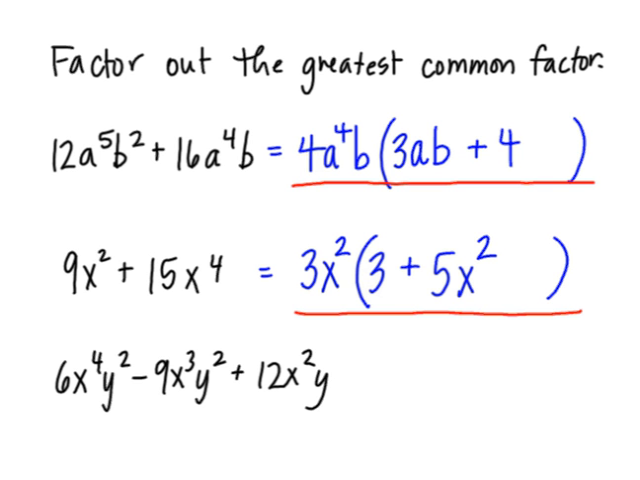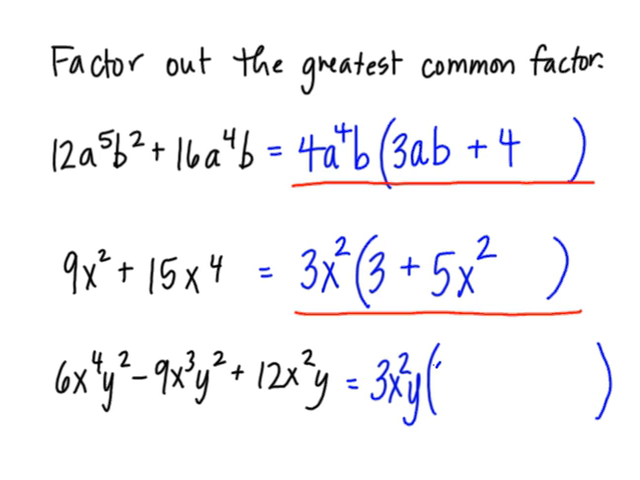Our third problem is 6x to the fourth y squared minus 9x cubed y squared plus 12x squared y. Looking to see what they have in common, 6 and 9 and 12 all share a common factor of 3. I notice they all have x's, and the smallest x is x squared. They all have y's, and the smallest y is y to the 1. We can open our parentheses.